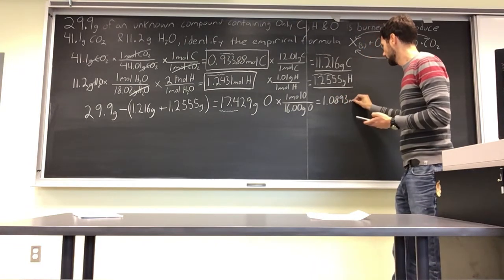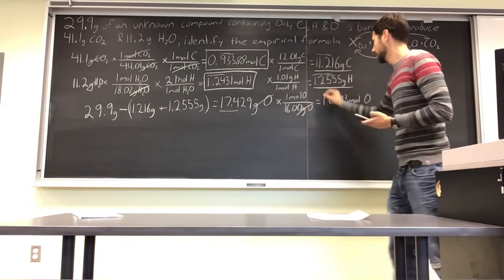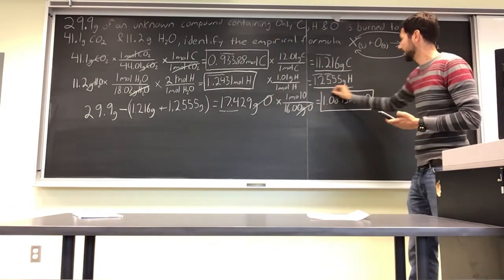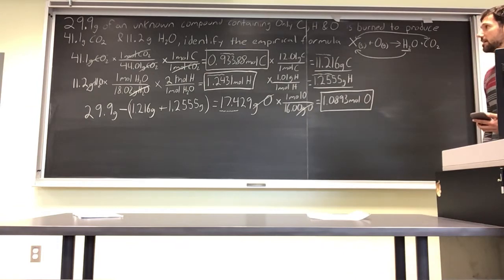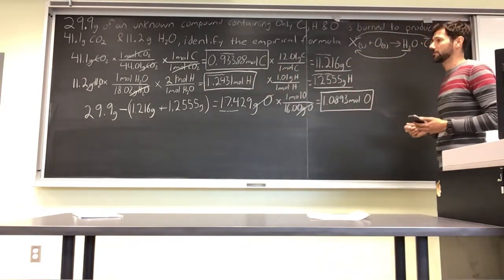And this is now moles oxygen, so grams oxygen cancel with grams oxygen. And I'm just going to put a box around this one too so we can identify all of the numbers of moles. And now I know the number of moles of carbon, the number of moles of hydrogen, and the number of moles of oxygen.